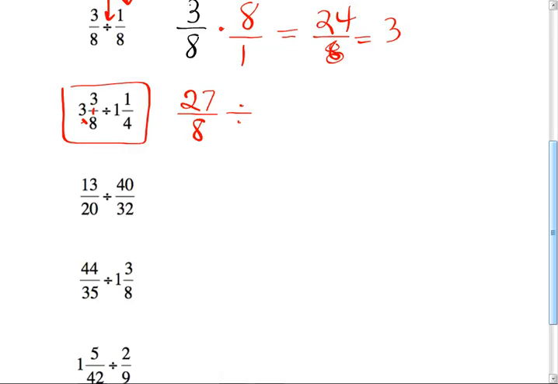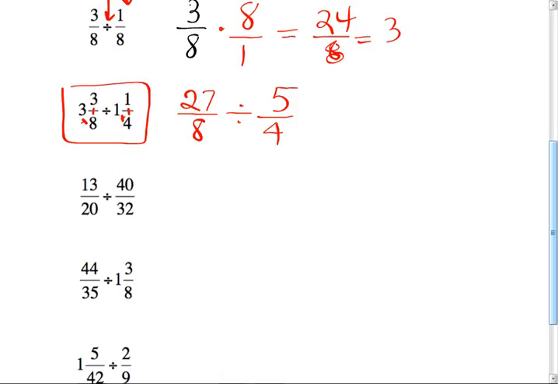Divided by, what's 1 and 1/4? We go 1 times 4, and you got to get back up. So it's 5/4. Now, what you don't like about this is that you got to do a whole bunch of stuff. Well, it's still easier than adding fractions, I think.